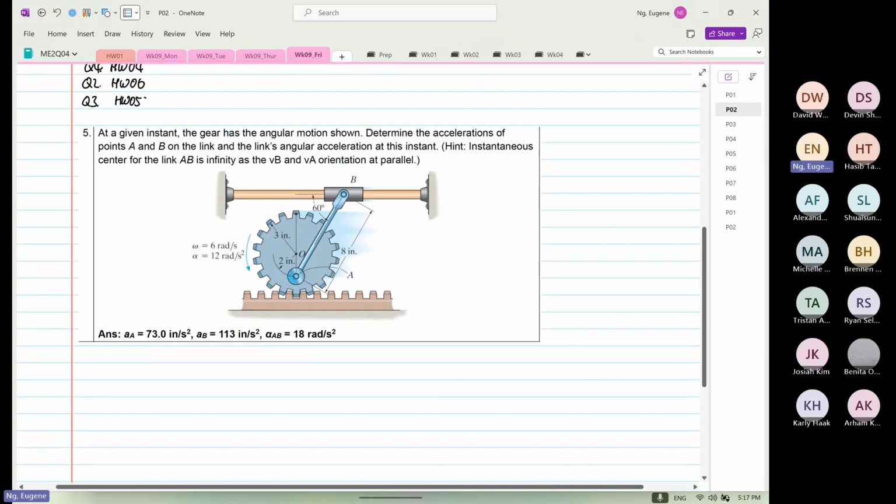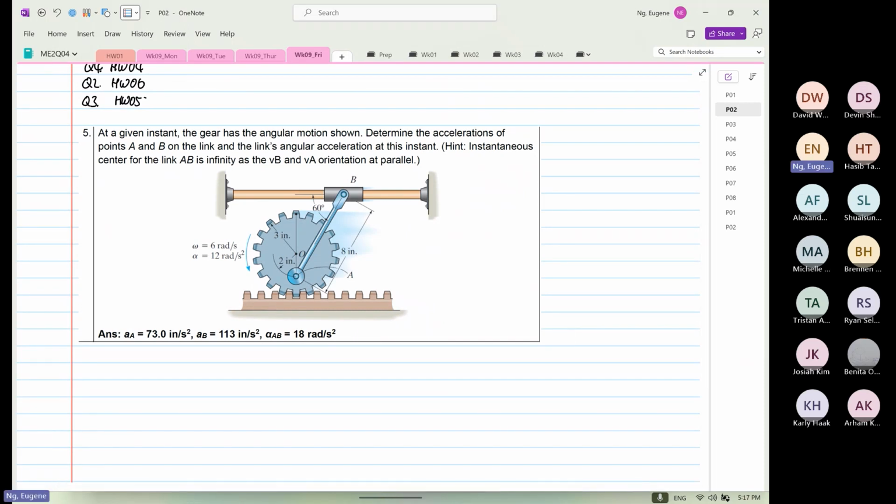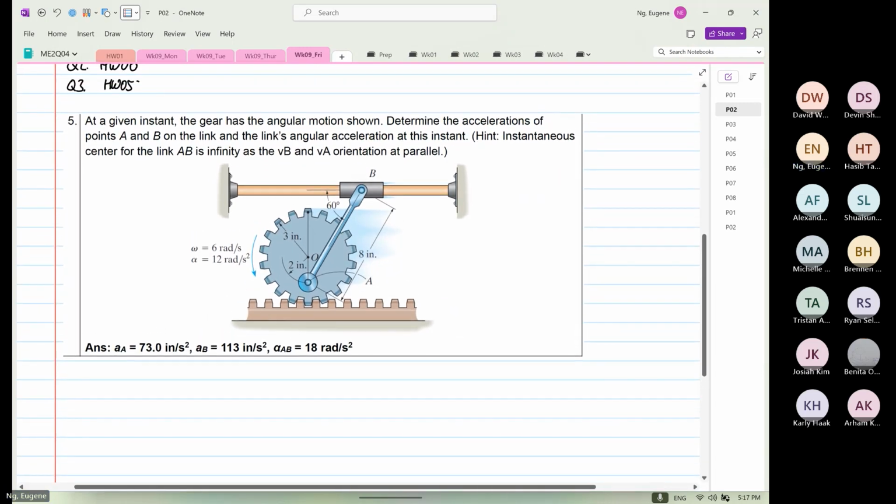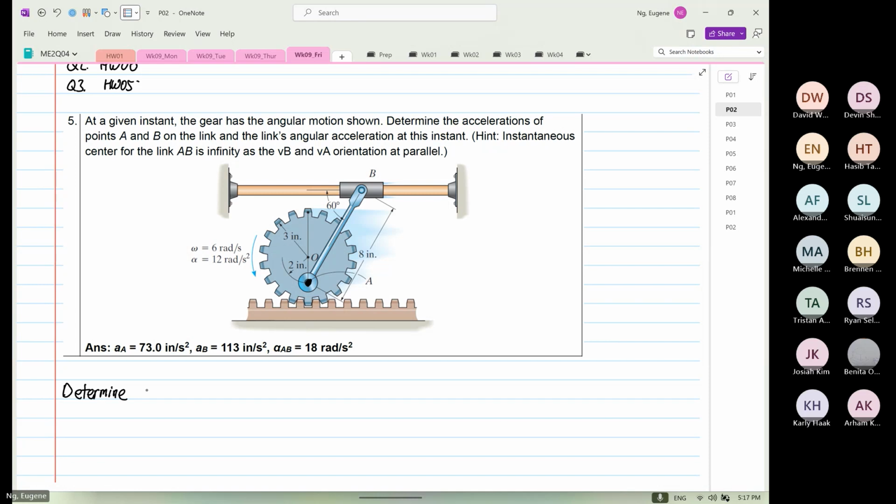So at a given instant, the gear has an angular motion shown. Determine the acceleration at point A. We have to determine the acceleration at point B on the link, and the link's angular acceleration at the instant. So we have to determine what is alpha AB.